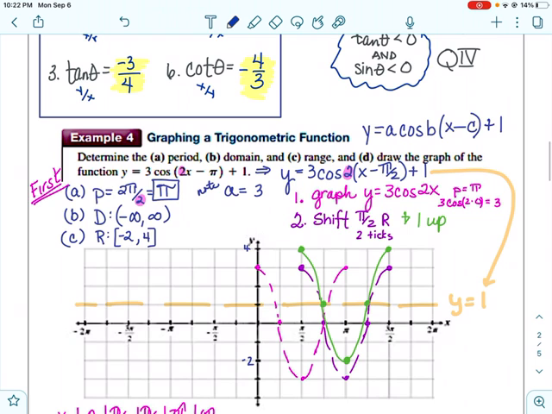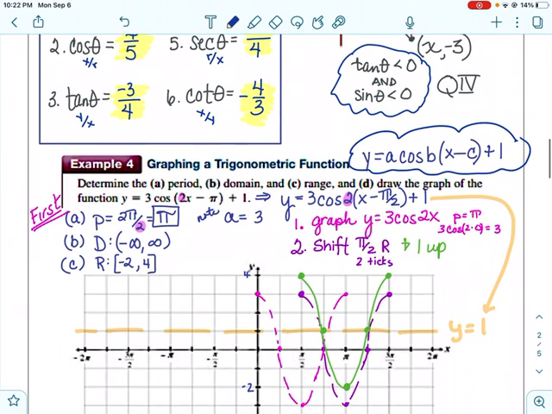The form for graphing the trigonometric function would be y is equal to a cosine b times the quantity x minus c, plus d. Remember, the plus 1 is in the problem, but the c does the left and right shifting, and the d does the up and down shifting, and the a and the b control the shape of the graph.